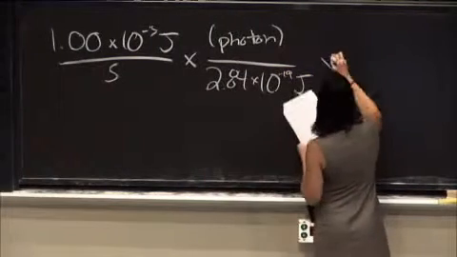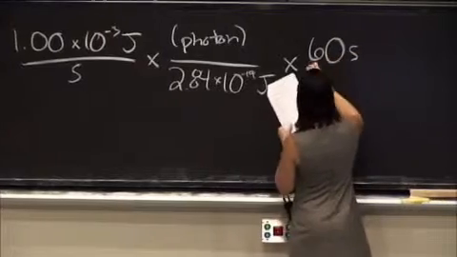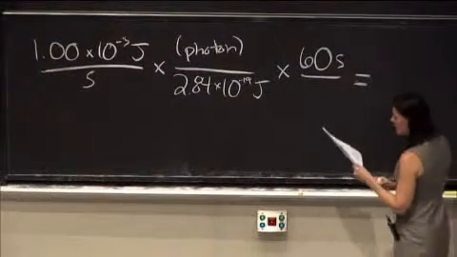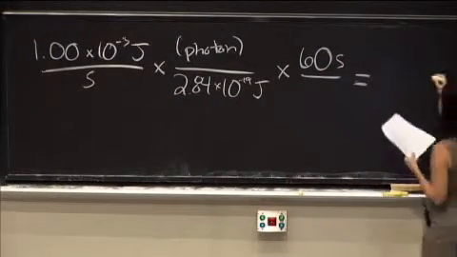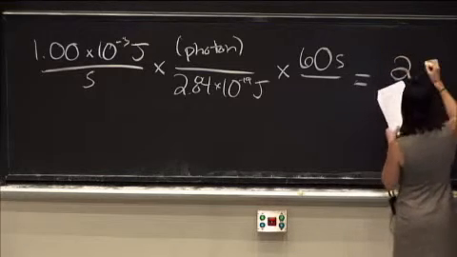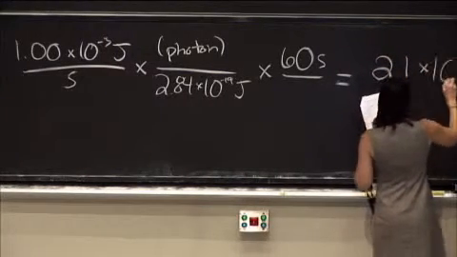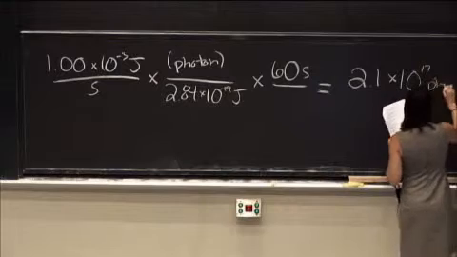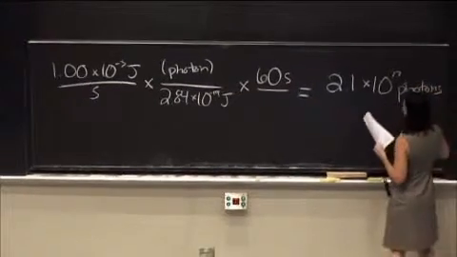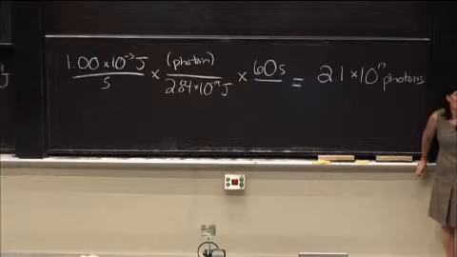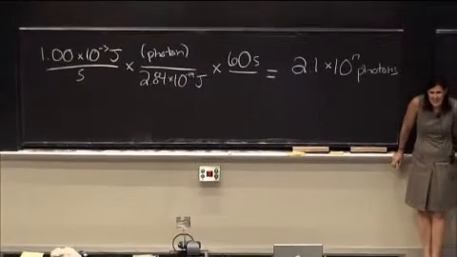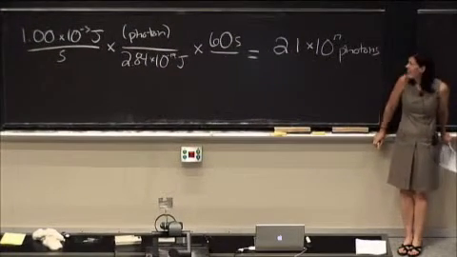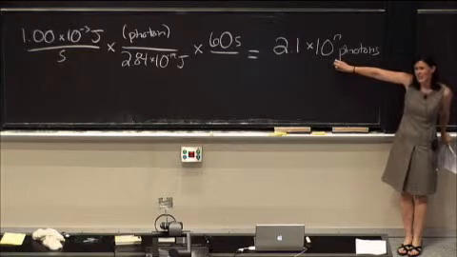We're saying let's do this for 60 seconds. So what we end up with for the number of photons in this laser beam of light is 2.1 times 10 to the 17 photons. So this gives you a little bit of an idea of just how many individual photons there are in a laser beam of light. This is a huge number of photons.